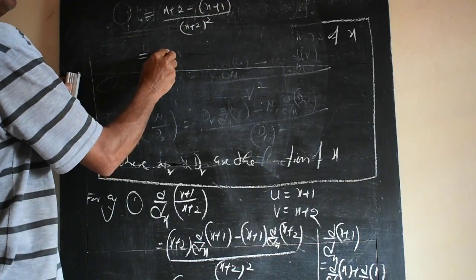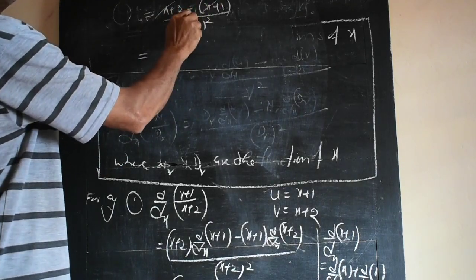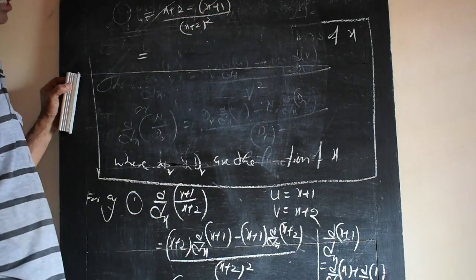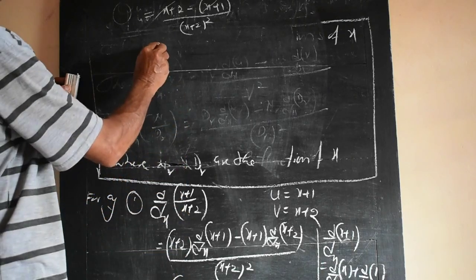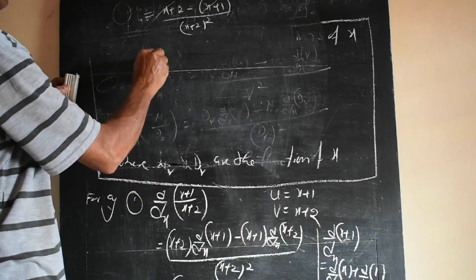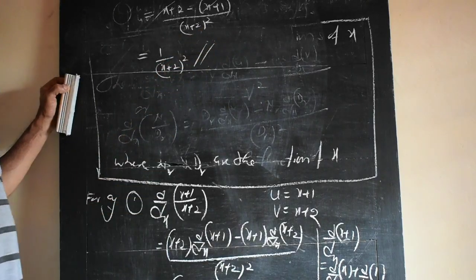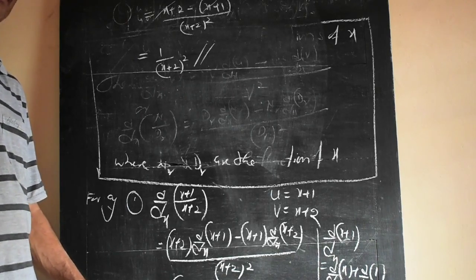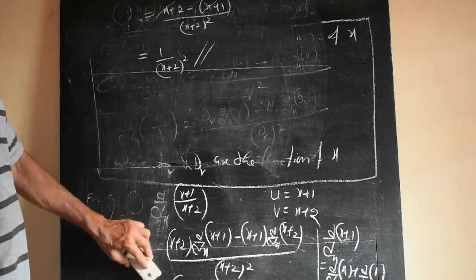It equals x is cancelling, 2 minus 1, minus of plus x is minus x, minus of plus 1 is minus 1. Minus multiplies to both the terms. Okay, 2 minus 1 means 1 upon x plus 2 the whole square. That is the differential coefficient of x plus 1 upon x plus 2 when it is differentiated with respect to x. Okay, one more. Let us take the second one.